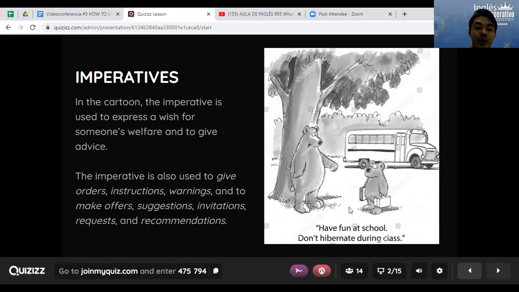And there we have that we use them to give orders, instructions, warnings, to make offers, suggestions, invitations, requests, and recommendations. So as you can see, when we talk about imperatives, it's not just about giving orders to someone, right? That's usually what people think about imperatives, but it's a little bit more than that. So there you go.